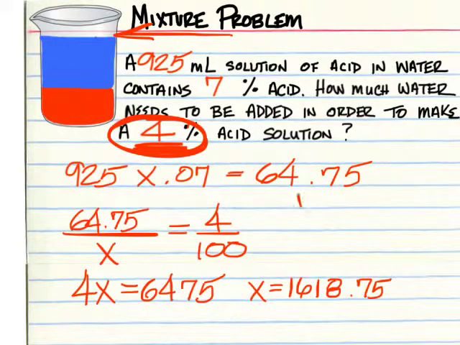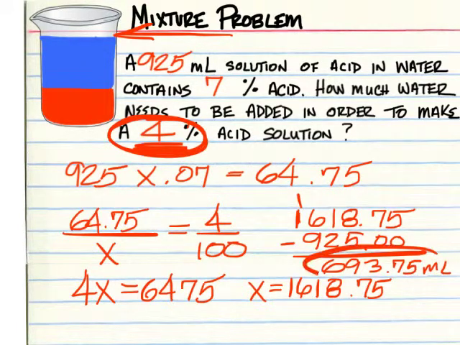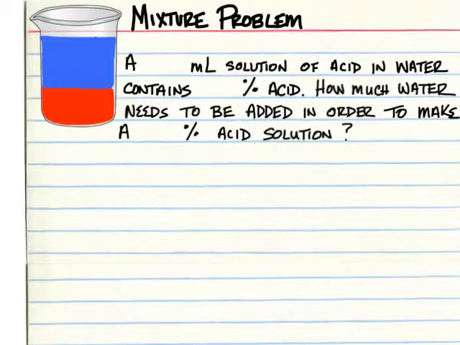And what we started with was 925. So we have 1618.75, and then 925 must be subtracted from that. So subtract 925 and come up with 693.75 milliliters of water.